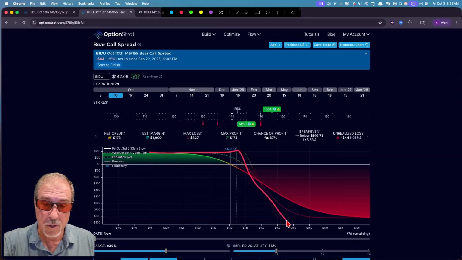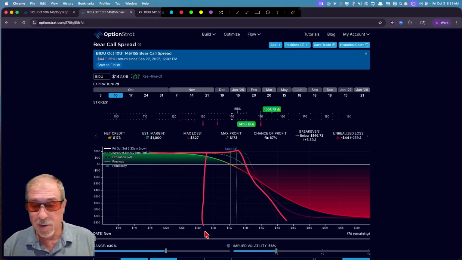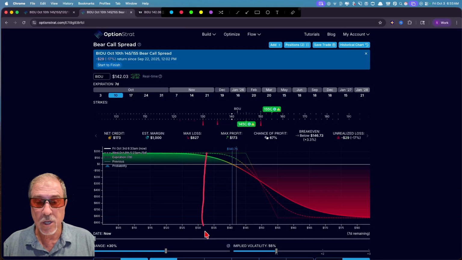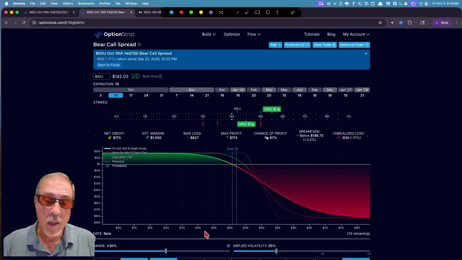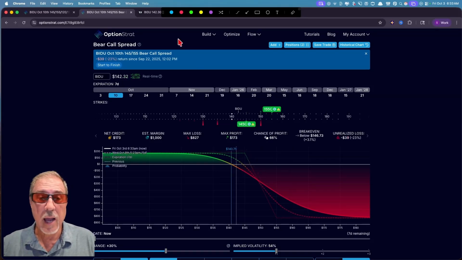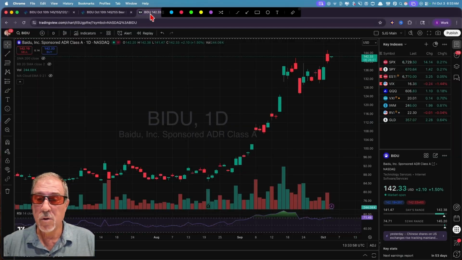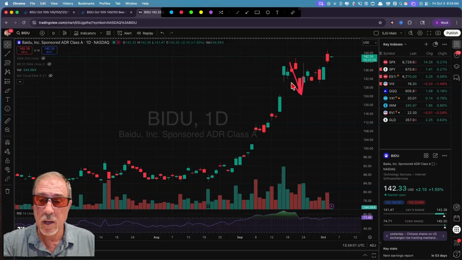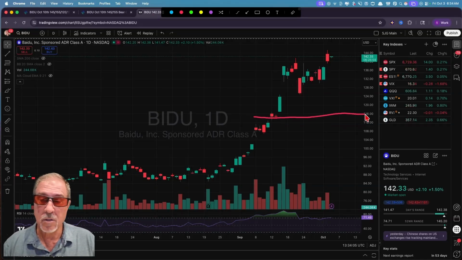Now at the time, Baidu was trading down here at around 135, somewhere in that general area. So I gave it some room to run up a little bit further. But again, I sold that call spread up here. And at the time, I said, I suspect that Baidu will likely have a little bit of a pullback, and I was thinking the pullback might be down into this 116 range or so.